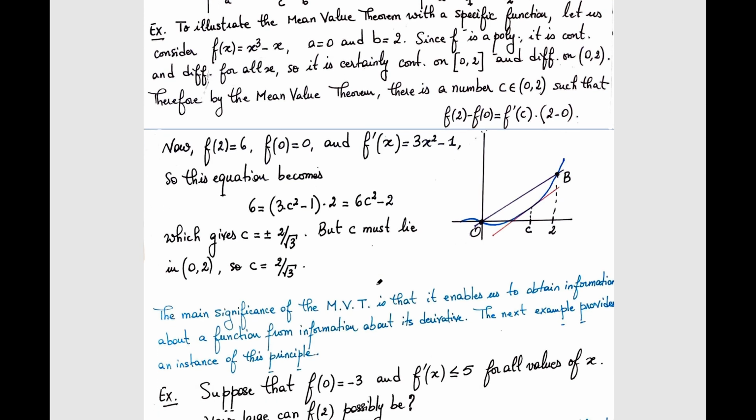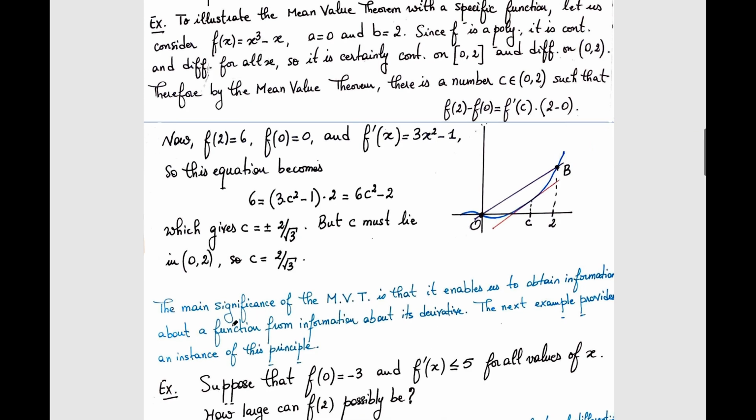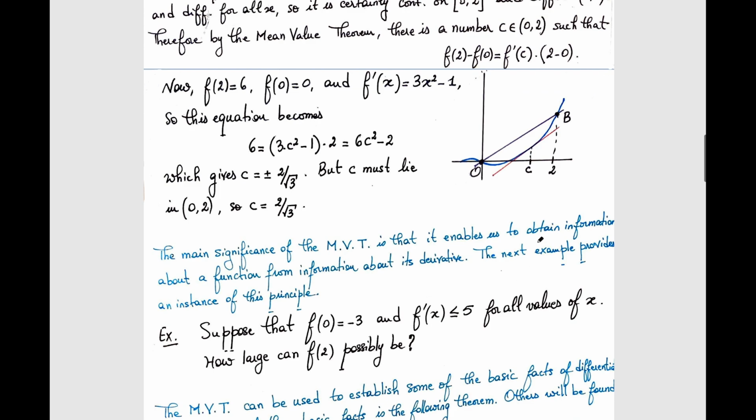Another place where we can use the mean value theorem is to derive information about the function from information about its derivative. This is the main significance of the theorem. Let's take the following example. Suppose that f of 0 is minus 3 and f prime of x is at most 5 for all values of x. The question is, how large can f of 2 possibly be?